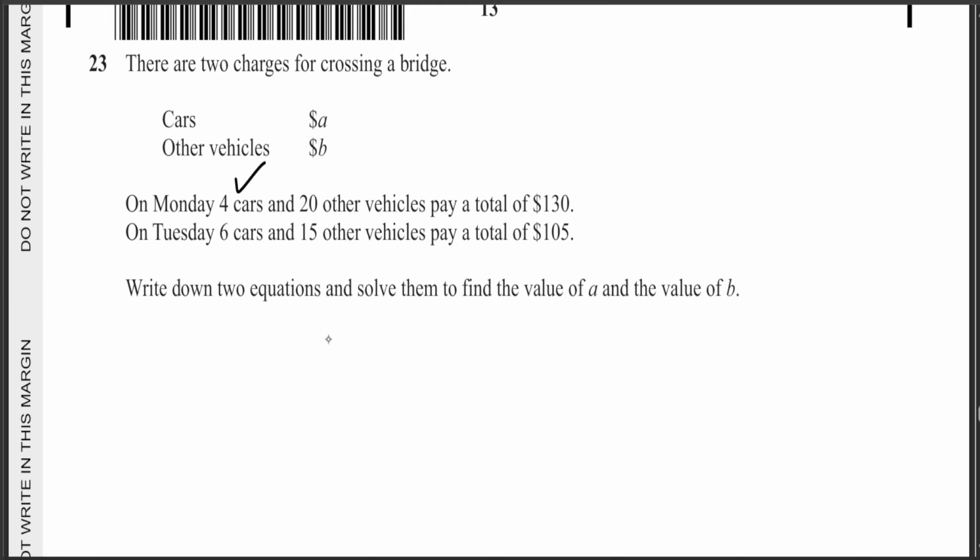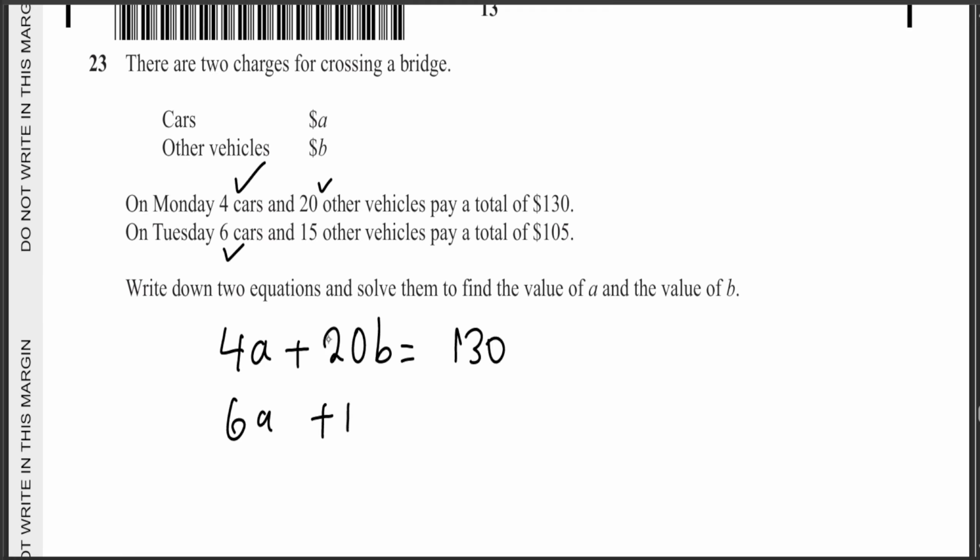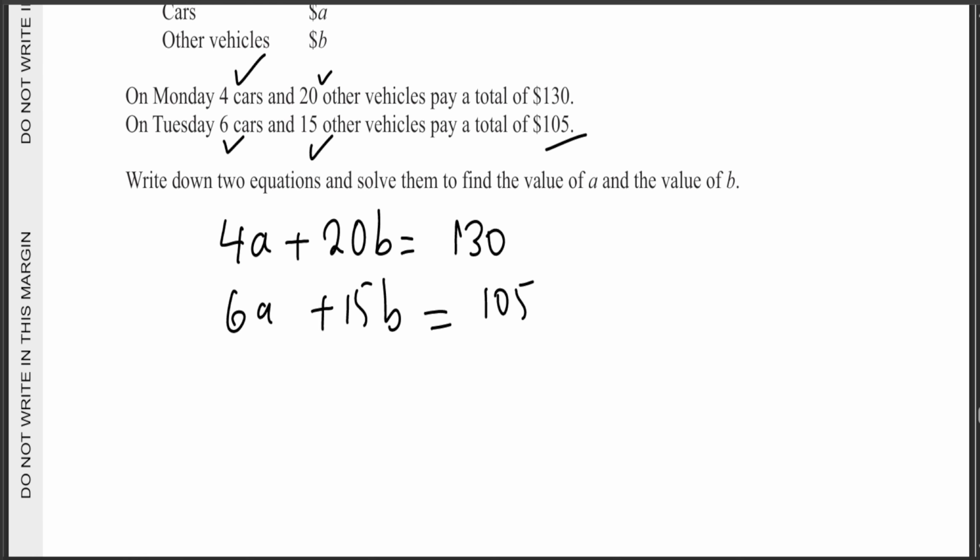So obviously 4 cars will become 4A, and 20 other vehicles will become 20B, which is equal to 130. 6 cars, 6A, add the 15B, which is going to give you 105. So obviously you have a simultaneous equation at the end of the day. Now let's eliminate A. This is equation 1, this is equation 2. Let's eliminate A.